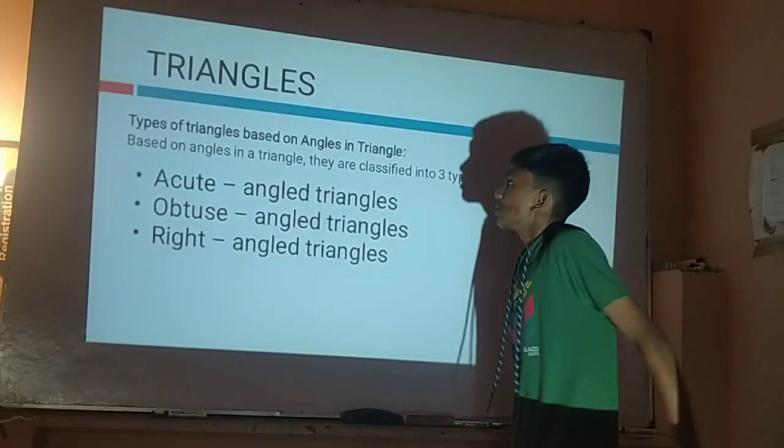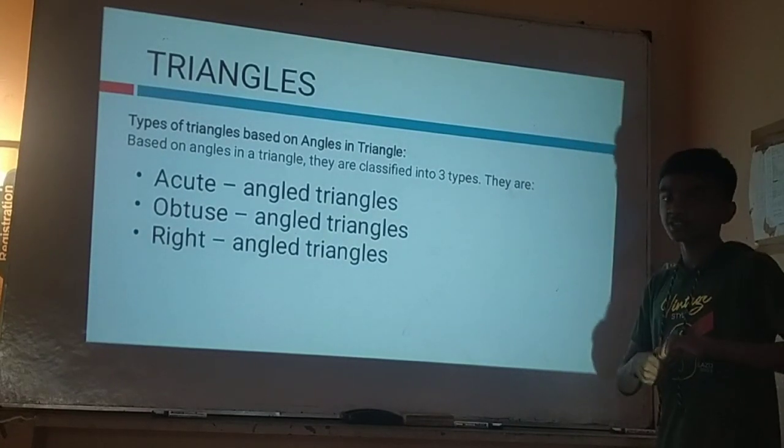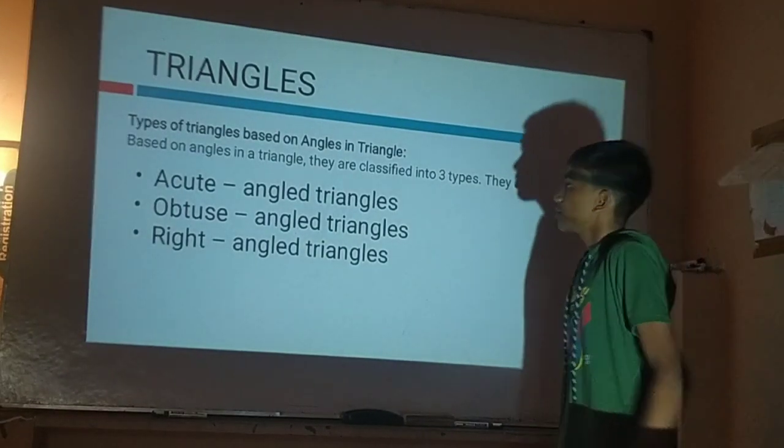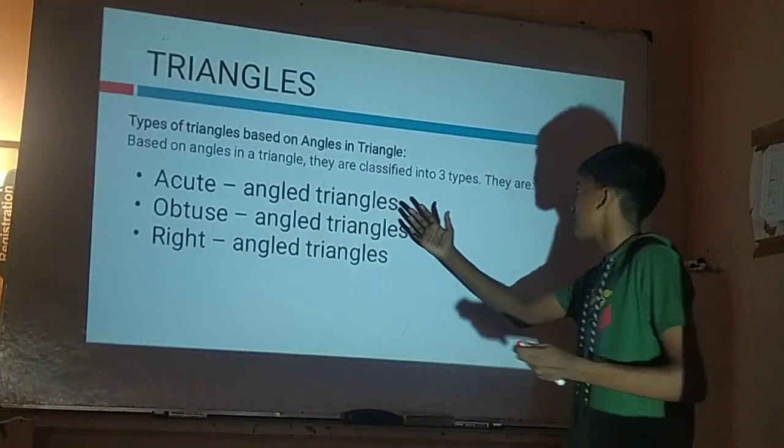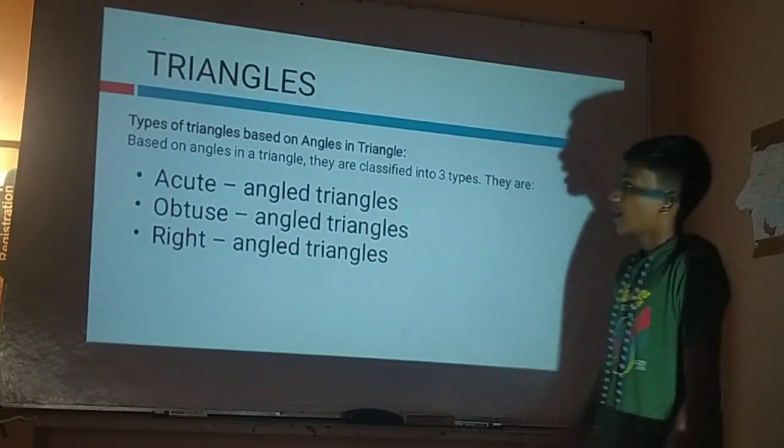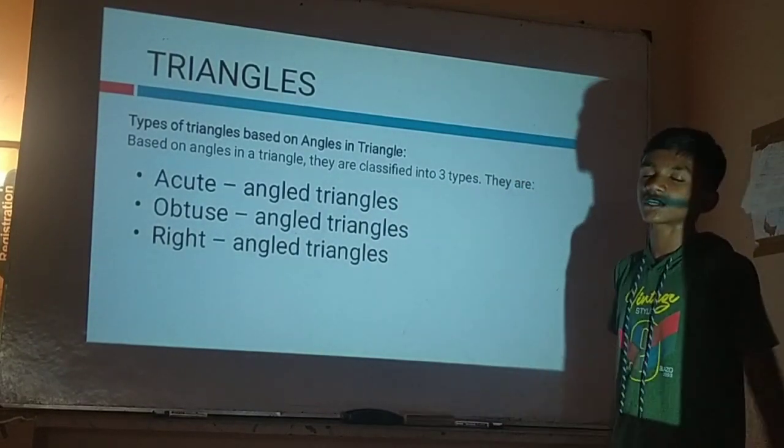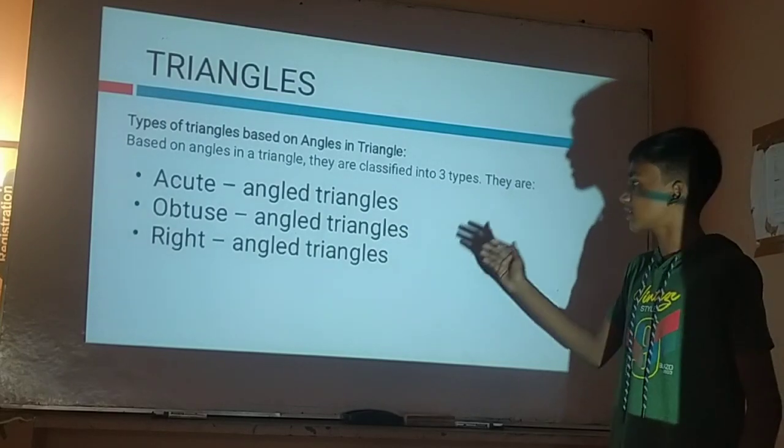Now, type 2. Types of triangles based on the angles present in the triangle. Based on the angles in a triangle, they are classified into three types, which are acute angle triangles, obtuse angle triangles, and right angle triangles.